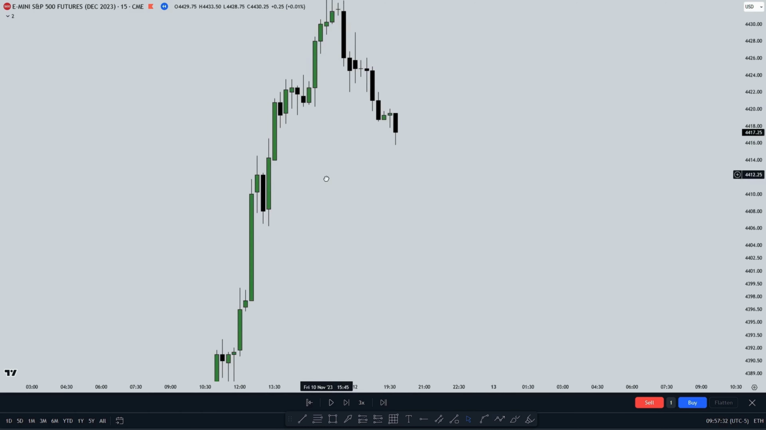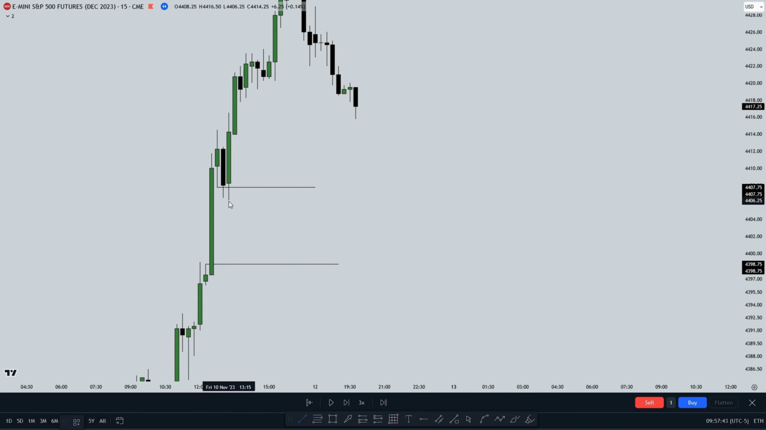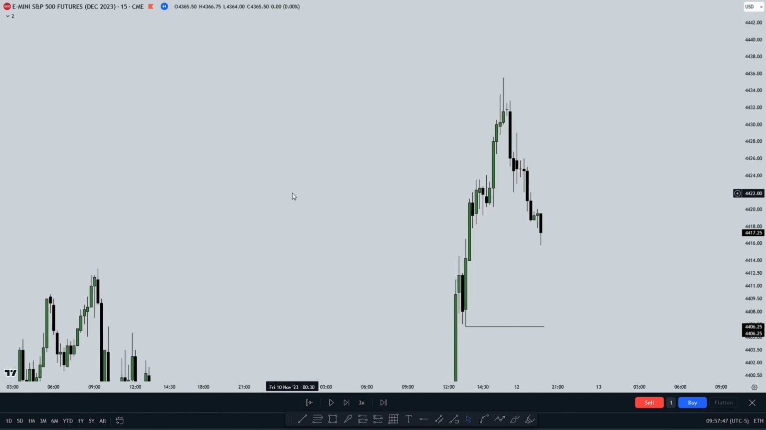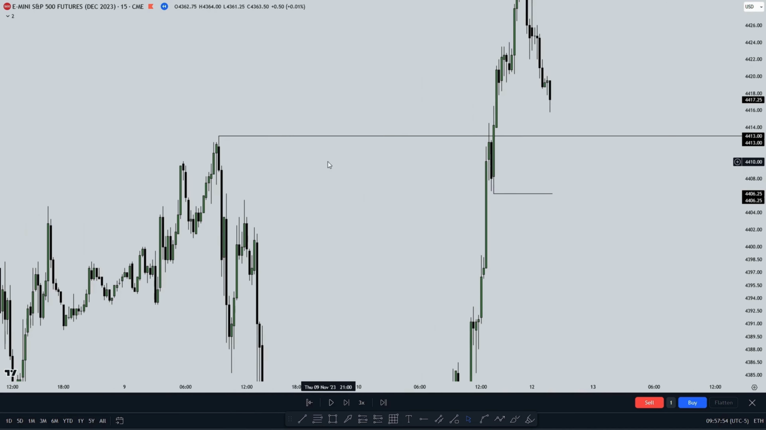And then moving higher, creating a new high resistance liquidity run to the downside into this fair value gap right here, creating new lows, and all the way up to this long-term high.